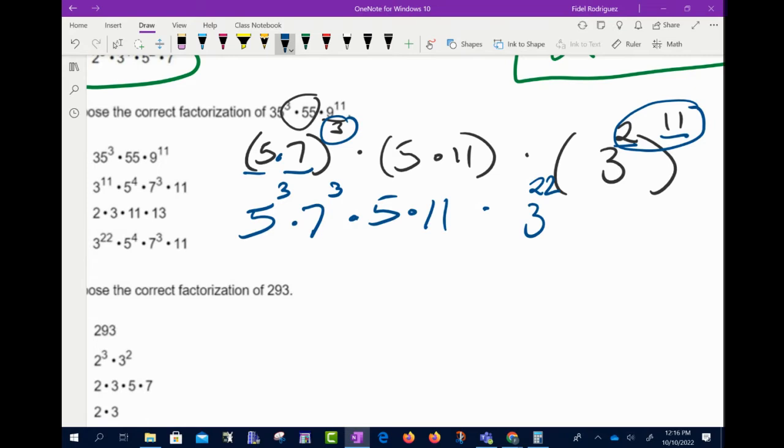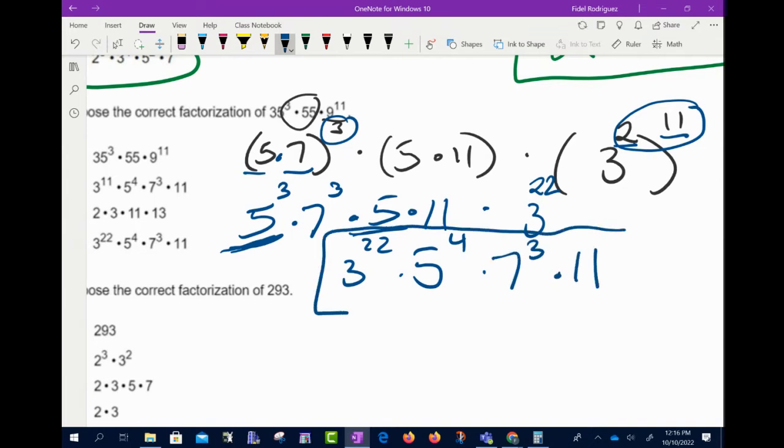Now, what I'm going to do, y'all, I'm going to put my numbers in order from smallest to biggest, okay? So look, we have a 3 to the 22nd. The next smallest numbers, y'all, I have is 5s. But I want to show you something. Here I have a 5 to the third. Here I have another 5. That tells me that I have 5 to the 4th. Because if there's 3 5s in one spot and another 5 in another spot, then there's a total of 4 of them, okay? And then I still have a 7 to the third, and I still have an 11.